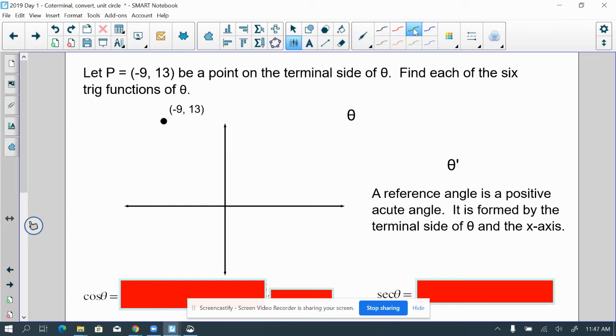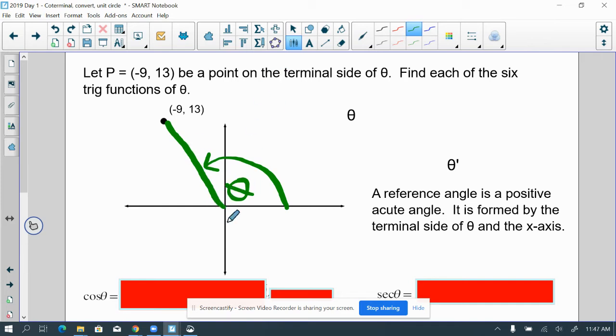So what that means is after you plot the point, you can think of a reference angle. That's theta. We want to find the sine of this, the cosine of this, the tangent of this, the cosecant, the secant, and the cotangent. All 6 of these. So how do I do that? Well, first of all, realize the unit circle, we're way past the unit circle.